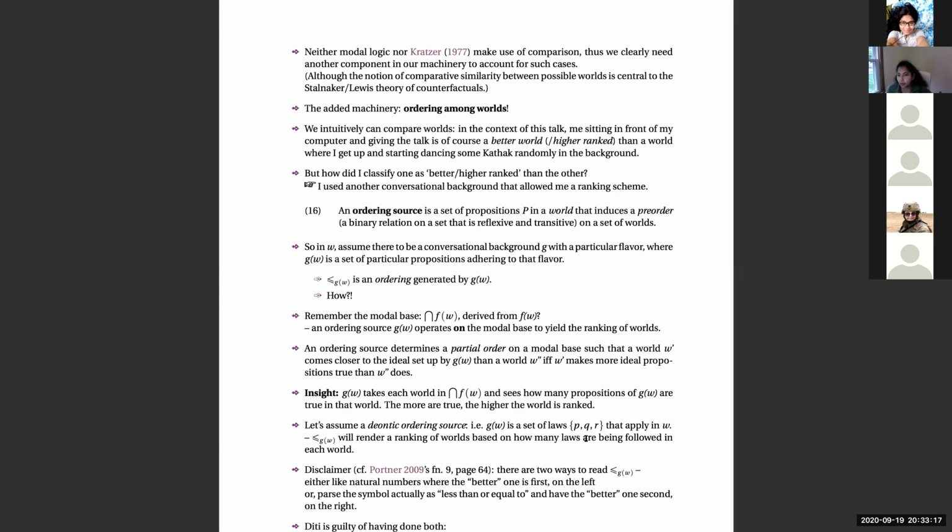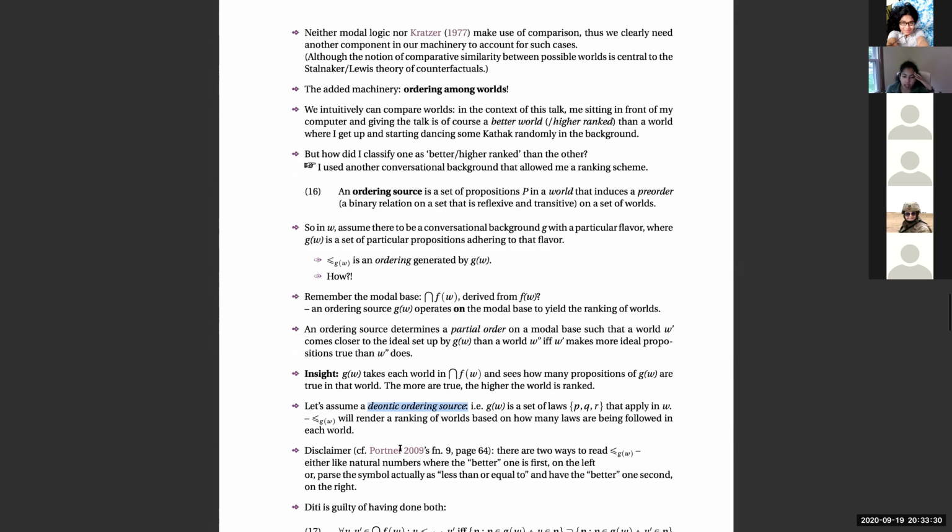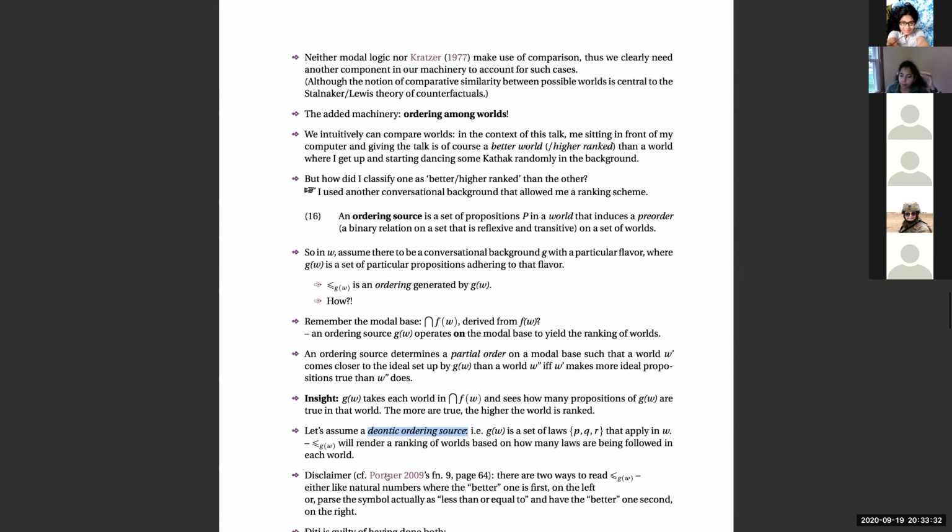So how many laws are being followed in each world? If you have a deontic ordering source, it cares about how many laws are being followed. So it will give you a ranking of the best worlds, the top worlds, or the not so good worlds. Okay. I want to put in a disclaimer that Portner also flags that there are two ways to read this. And this is frustrating. Why are there two ways? But there are two ways.